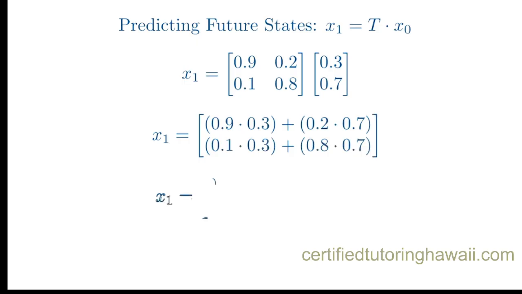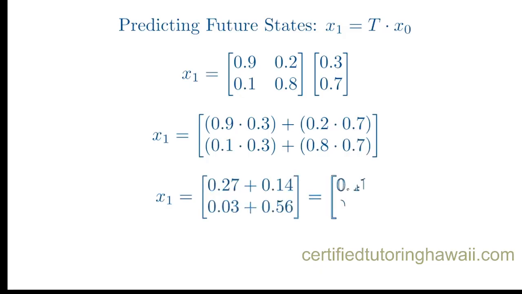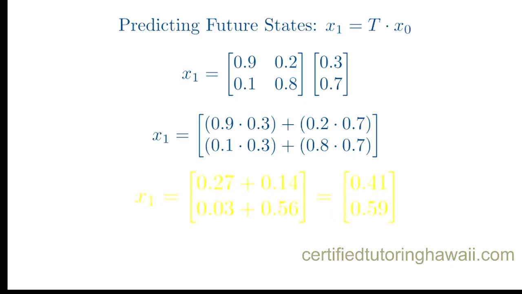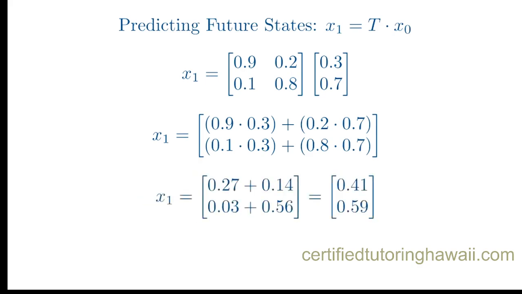This simplifies to 0.27 plus 0.14 for the first entry, and 0.03 plus 0.56 for the second. Calculating these, we find that x1 equals 0.41, 0.59. This new state vector, x1, tells us that after 1 year, 41% of the population will be in City A and 59% will be in City B. So you can see the population distribution has shifted towards City A.